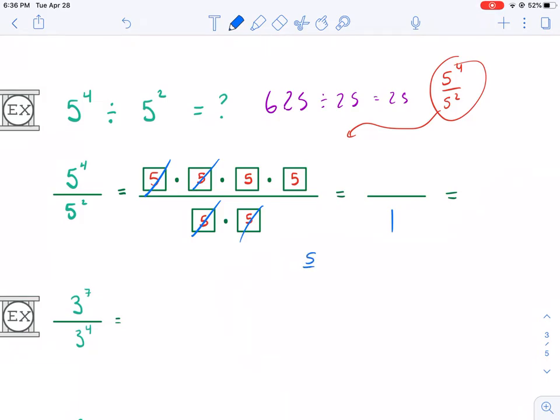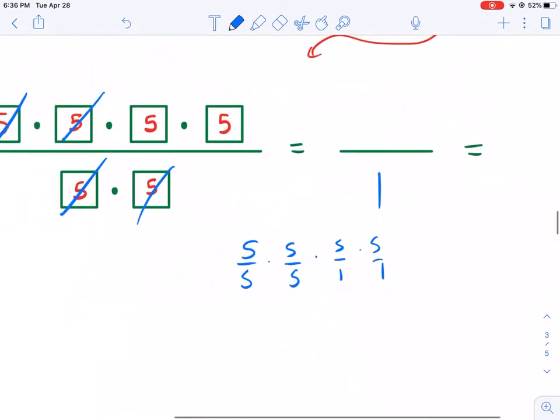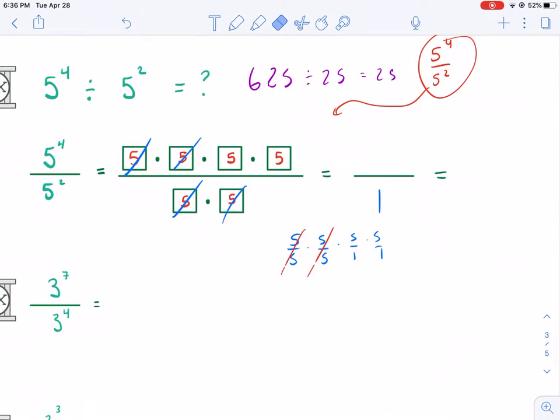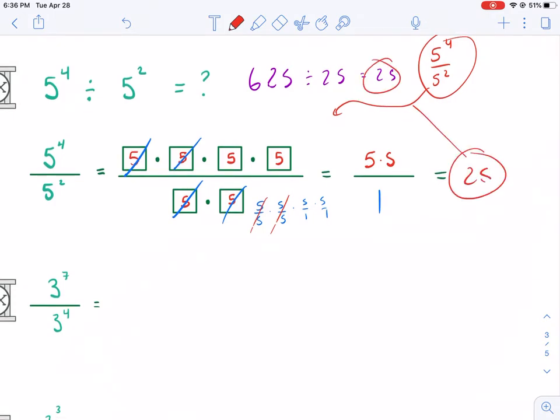Why does it become 1? Because essentially this becomes this problem: 5 over 5 times 5 over 5 times 5 over 1 times 5 over 1. That's another way to rewrite that. So essentially those 5's in the bottom cancel with the 5's in the top, and we're left with 1 in the bottom. Okay, so that's why that is. For anyone that's confused on canceling, there you go. That's how you can cancel. What are we left with on the top? We're left with 5 times 5, or 25. See how we got the same answer?